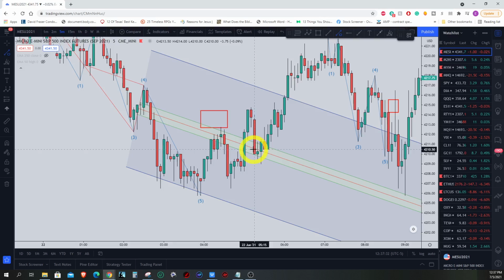Even more perfect world is getting down if you retrace it back over here, but obviously not every time does it do that. Sometimes it just takes off and shoots right up. So if you did get right in right when that closed above it right there, you're looking at close to about a 3.5 point profit.